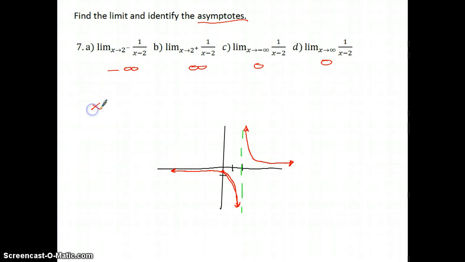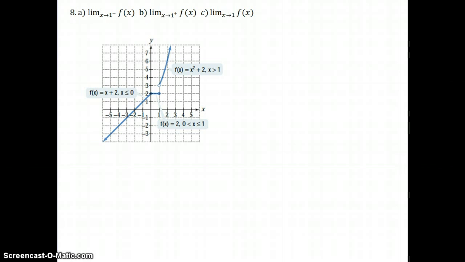We have asymptotes at x equals 2 and y equals 0. So the vertical asymptote is at x equals 2. The horizontal asymptote is right at 0. Last problem, everyone. We're done.